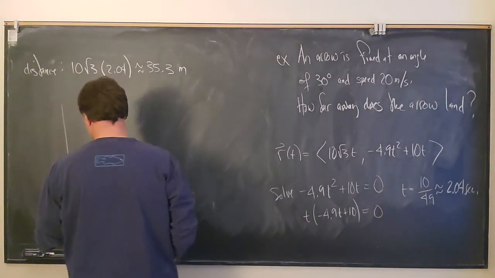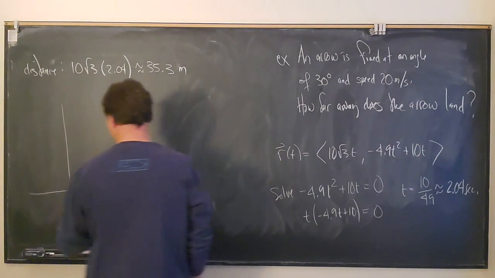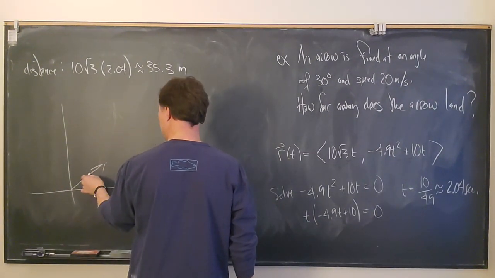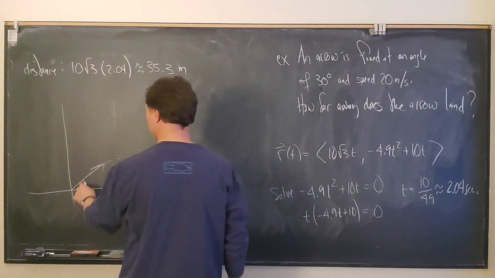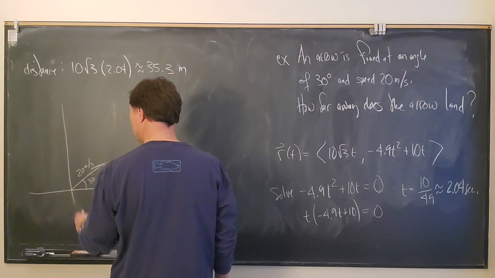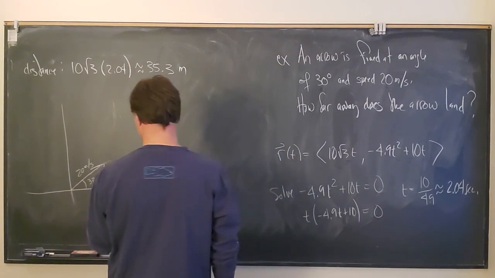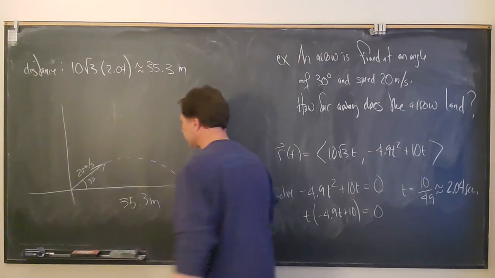So if you shoot an arrow like that, it's going to travel along a path. Eventually it's going to hit the ground. So if it was an angle of 30 and this was 20 meters per second in speed, then this distance right here will be 35.3 meters.